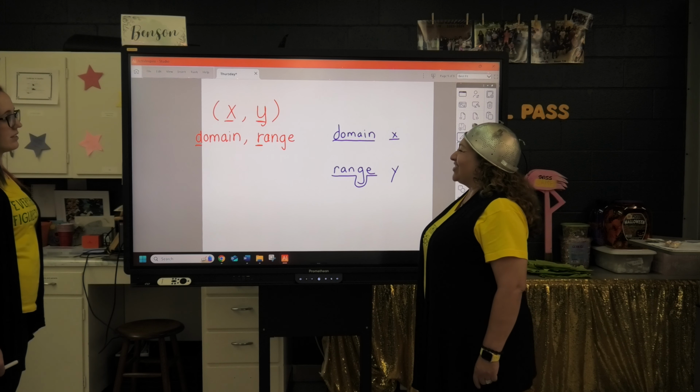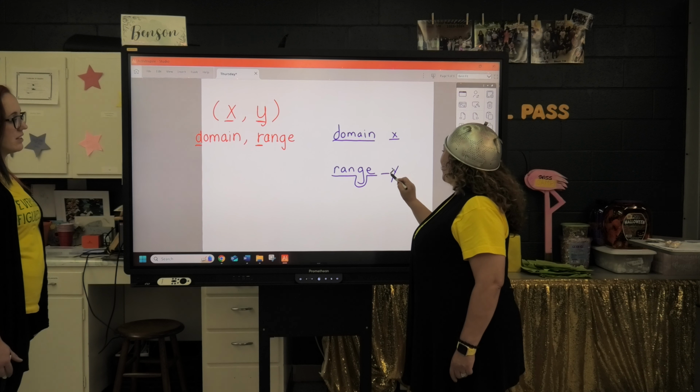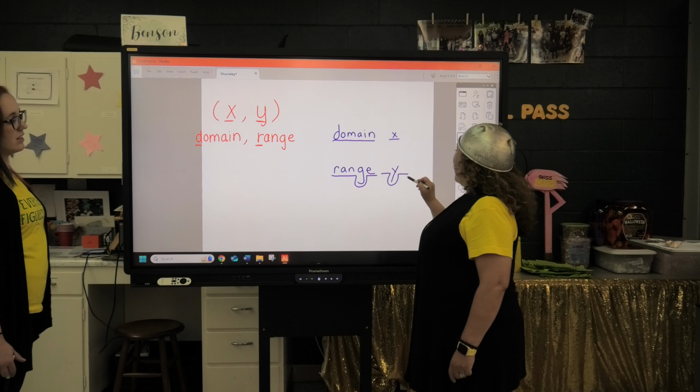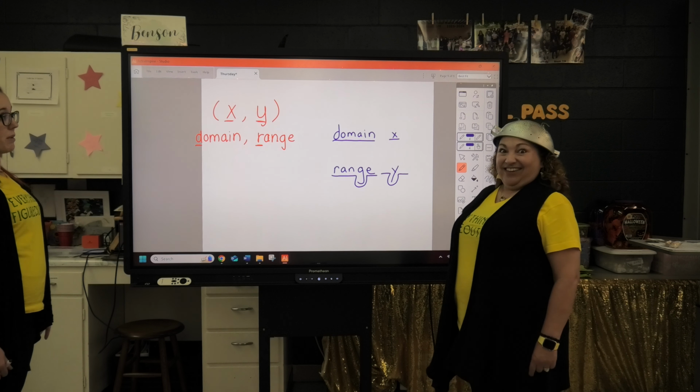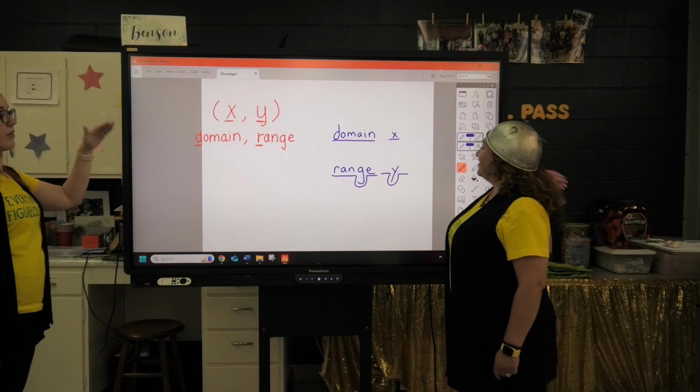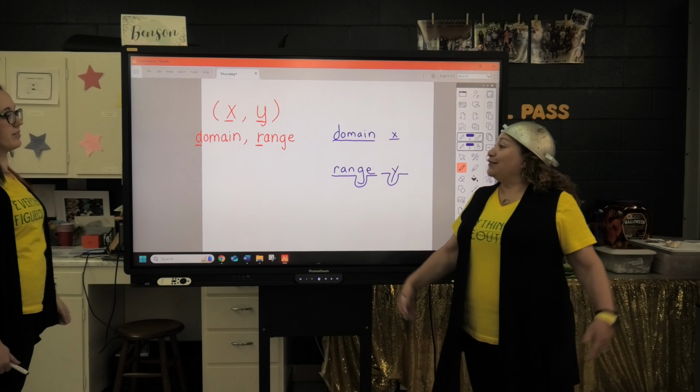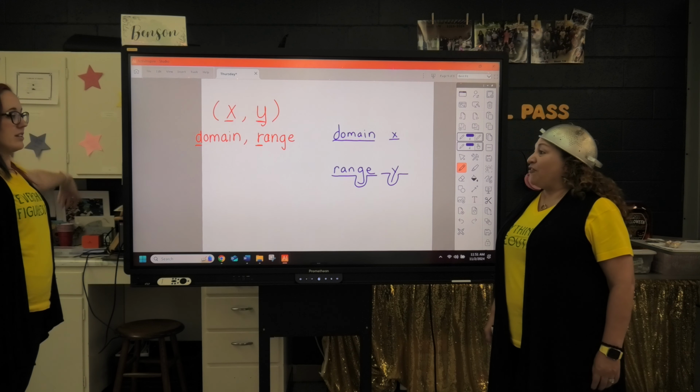And guess what? If I have to underline Y, I have to go around that Y. So that could be another way to remember that domain and X go together, range and Y go together. Absolutely. Perfect. Different ways for different folks.